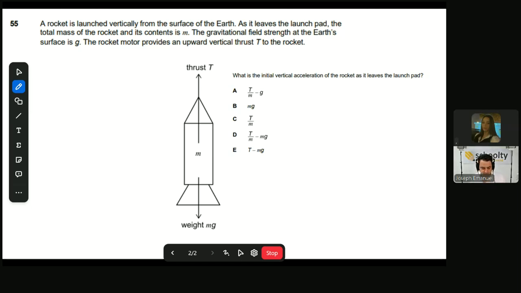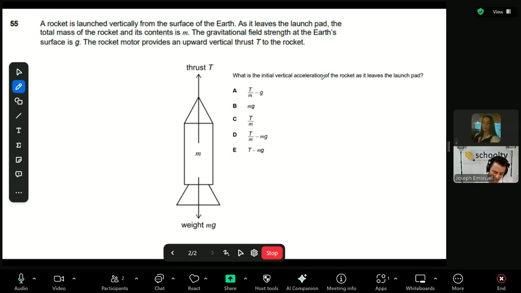Okay, so we have here a rocket. A rocket is launched vertically from the surface of the Earth. As it leaves the launch pad, the total mass of the rocket and all of its content is m. The gravitational field strength on the Earth is g. The rocket motor provides an upward vertical thrust, a push, t, to the rocket. The force, upward force, is t. The question is, what is the initial vertical acceleration of the rocket? Acceleration a of the rocket when it leaves.